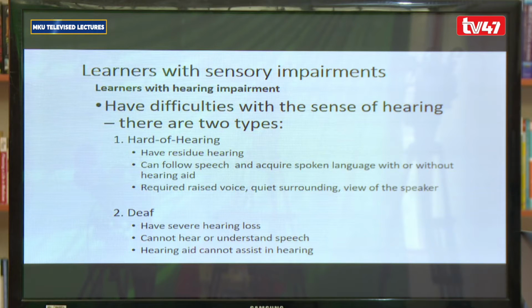The other category is that of the deaf. Those who are deaf have very severe hearing loss. They cannot hear at all. They cannot understand any oral speech, and they cannot really be assisted by a hearing aid because they can't hear at all.